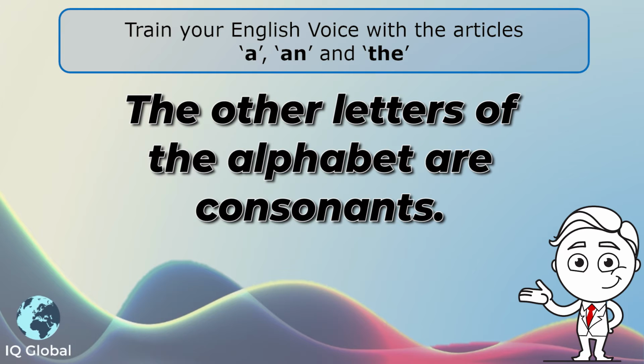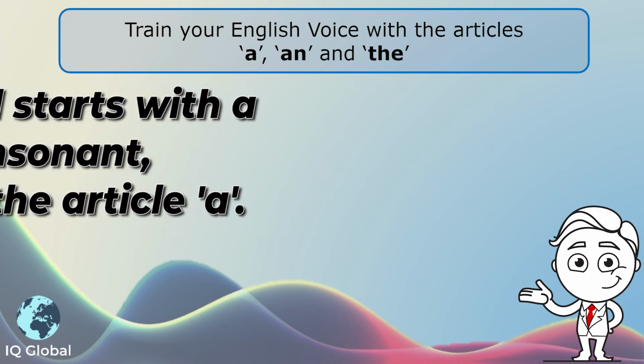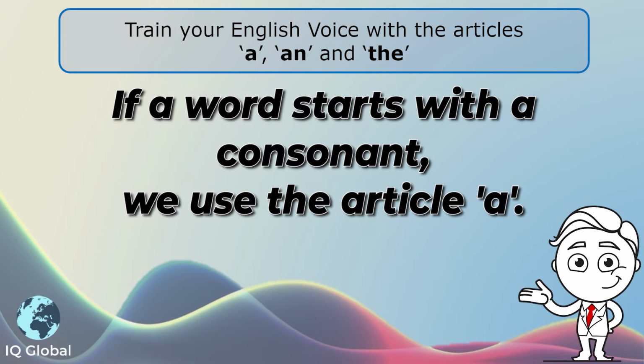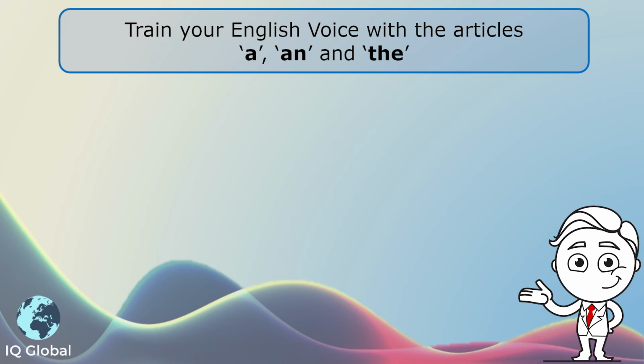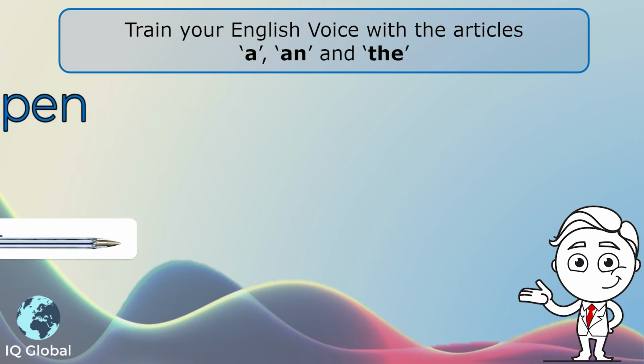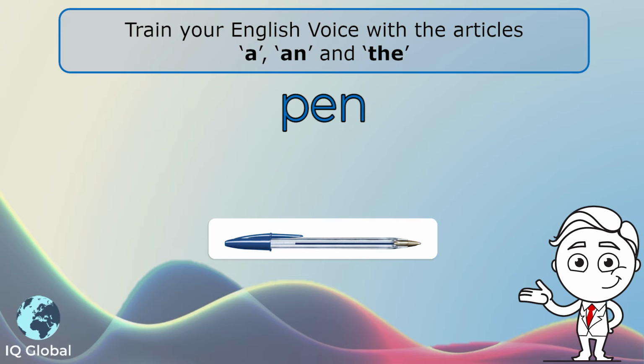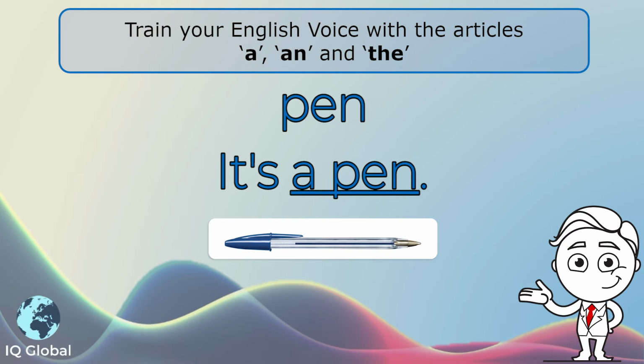Now, the other letters of the alphabet are consonants. Consonants. There are 21 consonants. So if a word starts with any of these letters, we use the article a. For example, this is a pen. Pen starts with P. It's a consonant, so we use the article a. And in a sentence, we can say it's a pen.